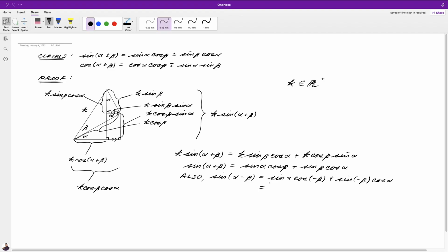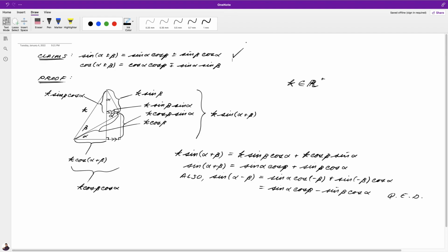Okay, what is that going to give us? Well, cosine's an even function. So the cosine of negative beta is the same thing as the cosine of beta. So this is going to give us sine of alpha cosine of beta. And sine is an odd function. So the sine of a negative is the negative sine of the positive version. So this is minus, right? Sine beta cosine alpha. Well, there you go. That is now done. Let's put a check mark by that.